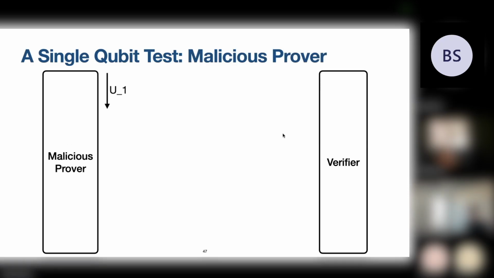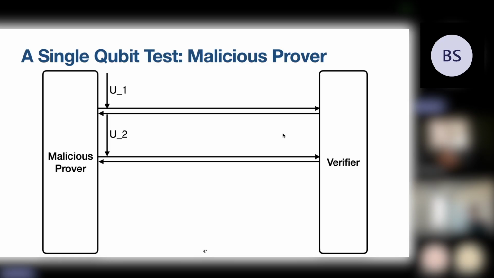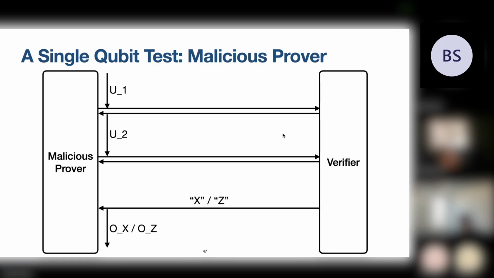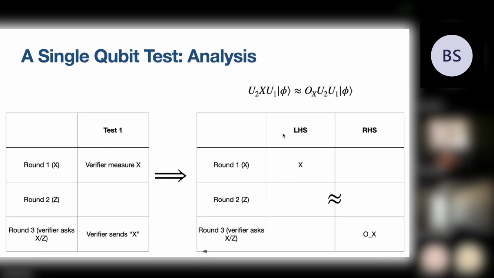Okay. And here is just the way we formulate a malicious prover. As you can see, in the last round you are going to have OX and OZ, and that's how you are going to obtain anti-commuting. So let's analyze the first test. You can see the equation I gave here.